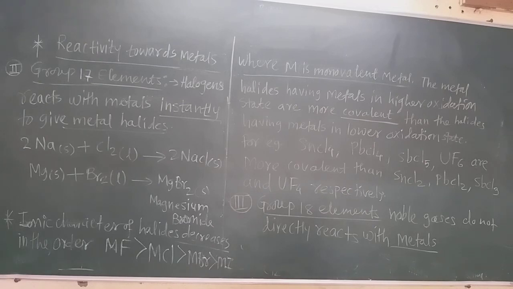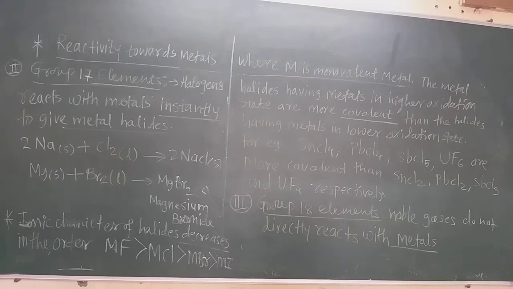As the group 16 elements react directly with metals, we are learning the reactivity of group 16, 17 and 18 elements towards metals. Now group 16 elements directly react with metals such as magnesium, copper, aluminum, etc., and form metallic compounds. Halogens also react with metals readily, to form metal halides.